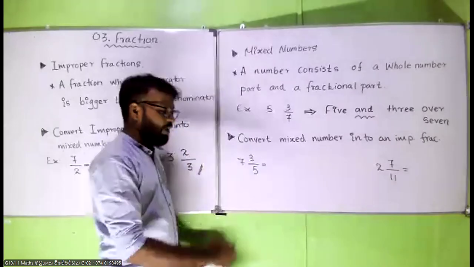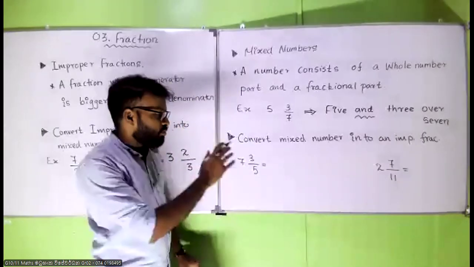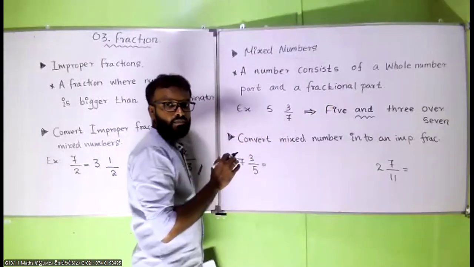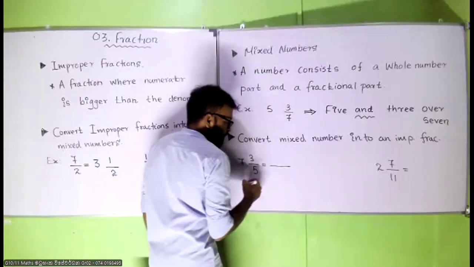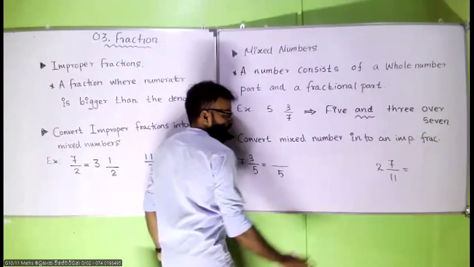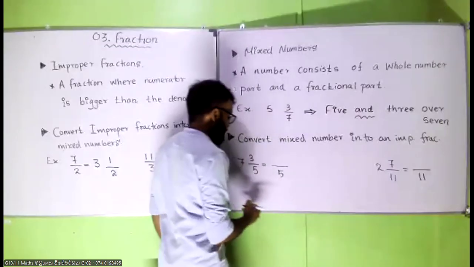Okay, so focus on the board. First of all, when it comes to an improper fraction, you are going to convert a mixed number into an improper fraction. In this kind of situation, first of all you need to know your denominator is 5. That's not changing, and this one's denominator is not changing either.